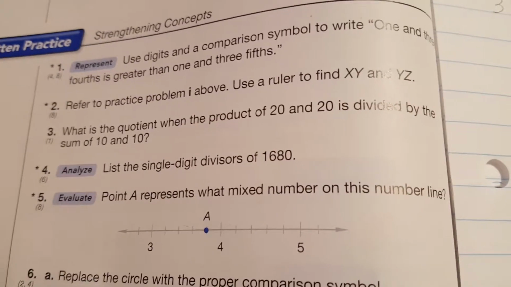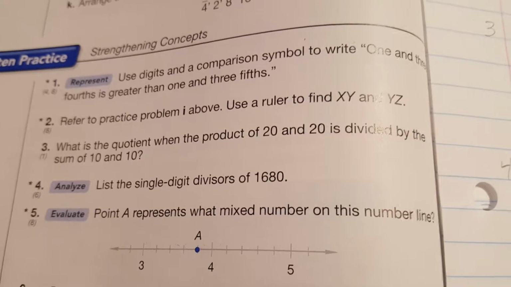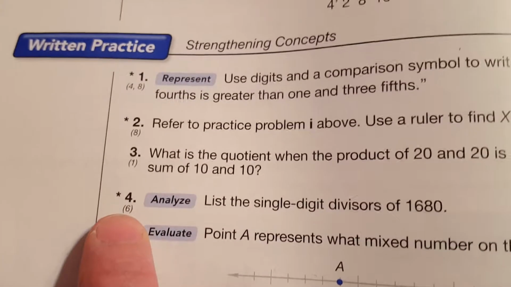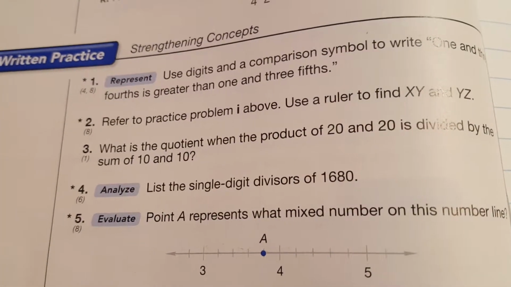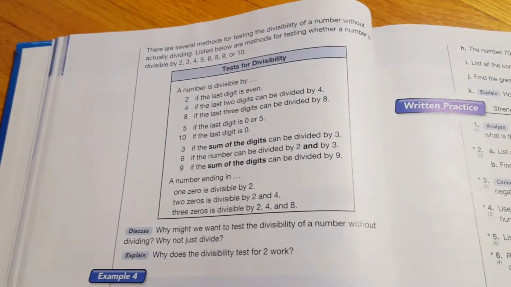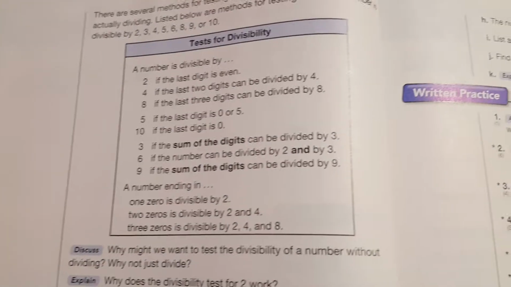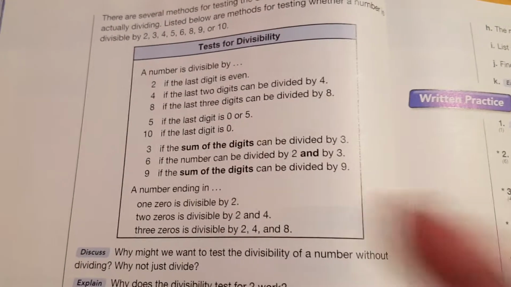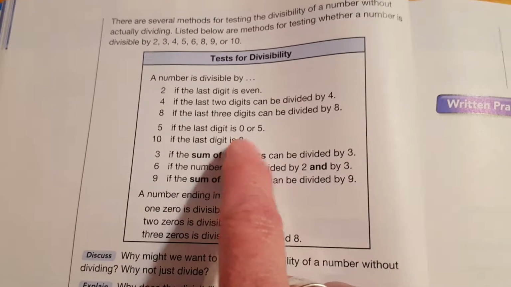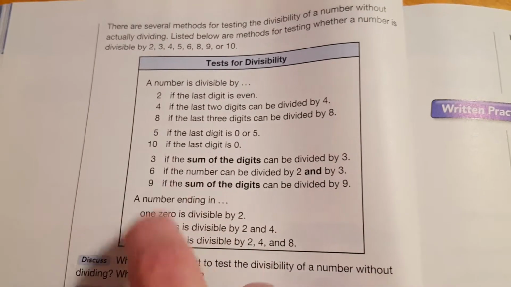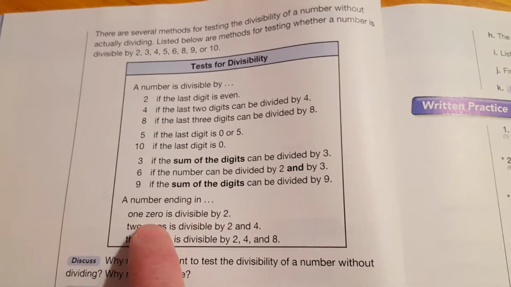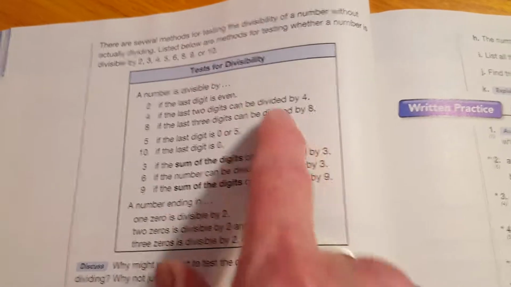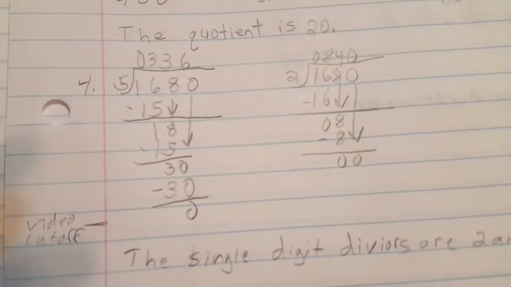Number 4, list the single-digit divisors of 1,680. I went back to lesson 6 to review what I could do. So when I went back to lesson 6, it gives you right here the tests for divisibility. If the last digit is 0 or 5, you're going to divide by 5. Okay, then it also says a number ending in 0 is divisible by 2. So I used this as my guide, and then I tested it out, and I showed my work.